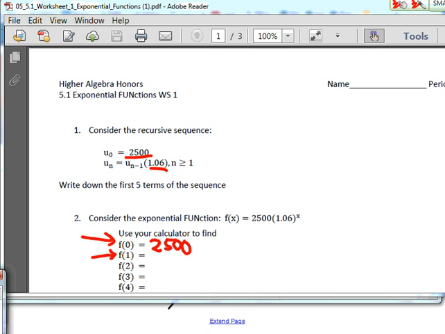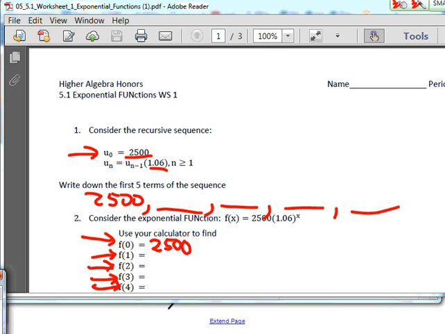Yep, see F of 0, that's like this. So the first number is 2,500. And it's the same exact thing as the first 5 terms of the sequence. The first term is 2,500. And then they're just asking to list them this way, or list them as this term, comma, this term, comma, this term, comma, this term. I guess I'll do one more, comma, this term.